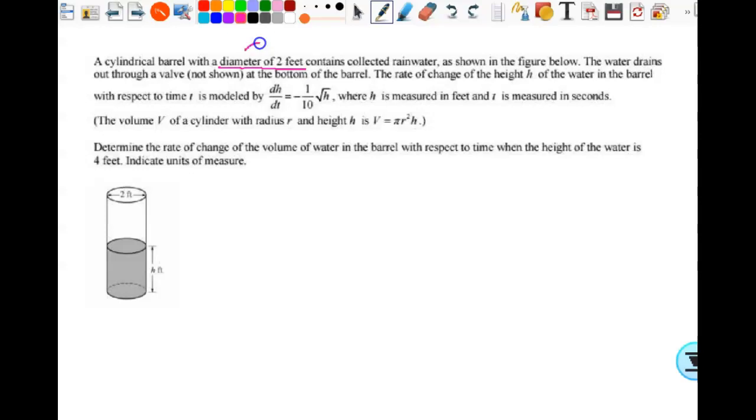So I'm going to write for myself here. This means that R equals 1 foot as I go. Almost always when you're given a diameter, it's usually the radius that you're using in the formulas.